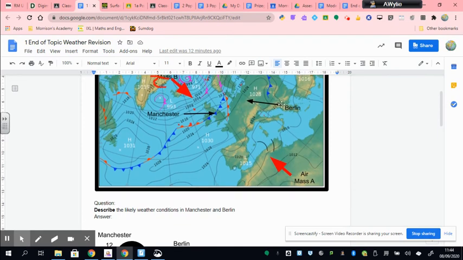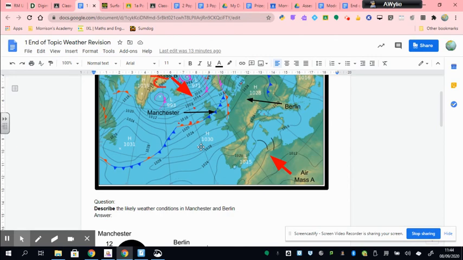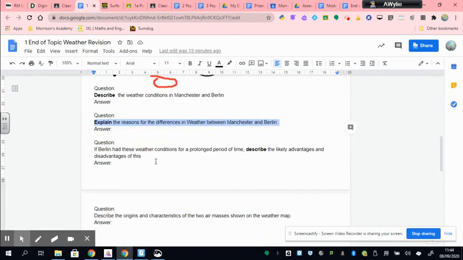So all you'd be doing is telling me the type of weather Berlin's going to have because it's high pressure, or the type of weather Manchester's likely to have because it's low pressure. And in Manchester's case, you've got to bring in your knowledge of weather fronts as well as air pressure. Right, this question here, you've got to know what prolonged means.